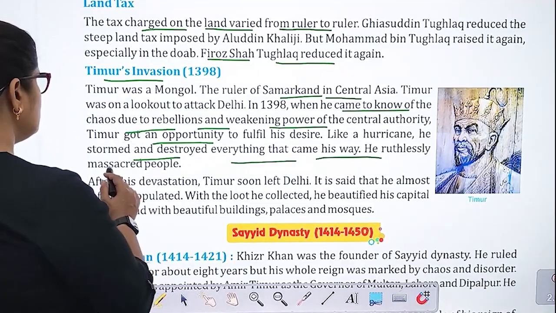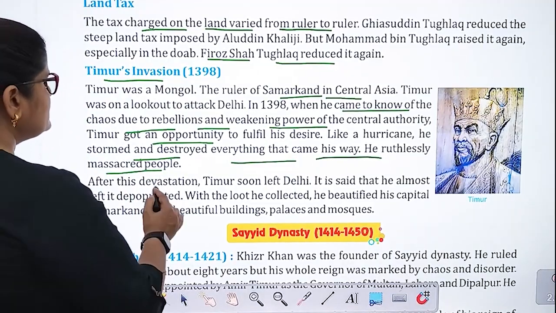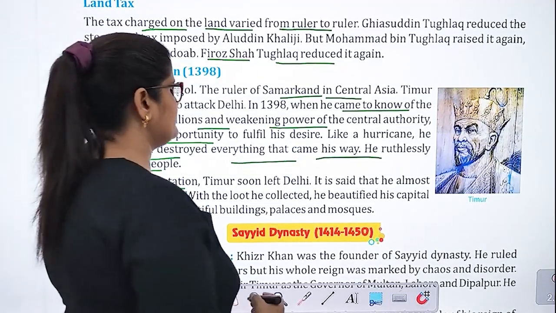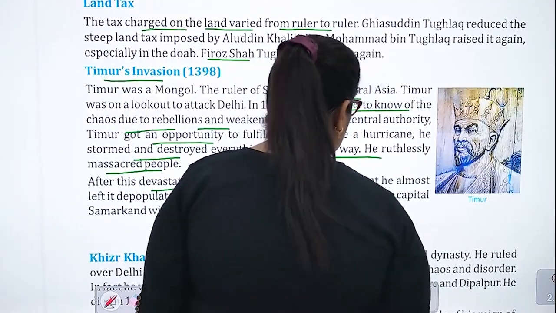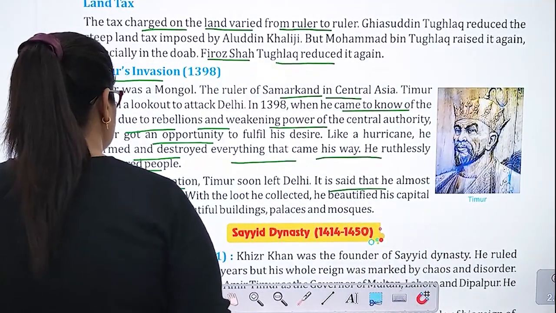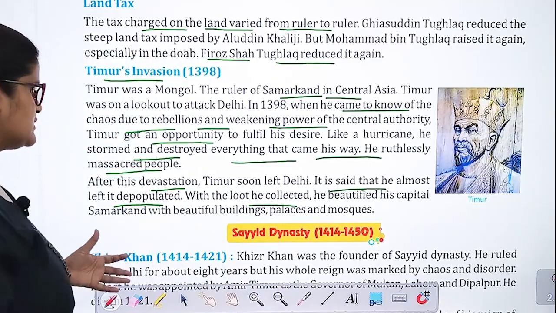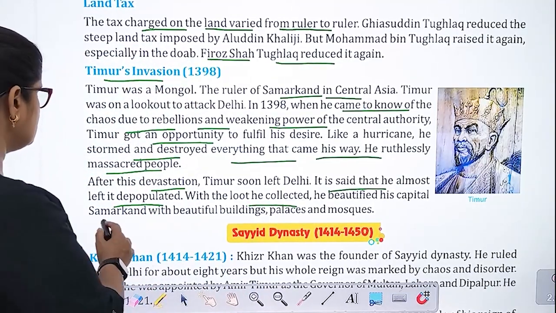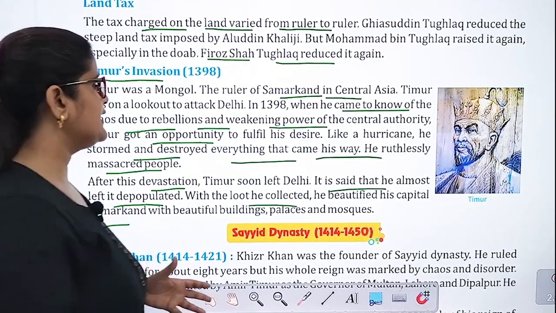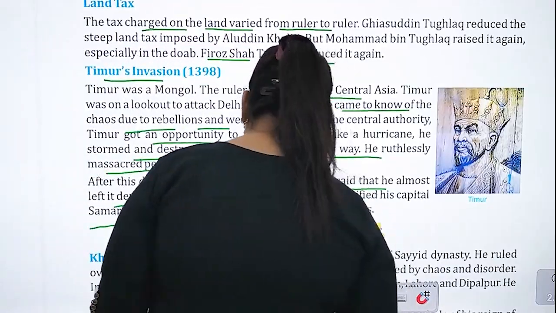He ruthlessly massacred people. After the devastation, Timur soon left Delhi. It is sad that he almost left it depopulated, along with the loot. He collected the wealth and beautified his capital, Samarkand, with beautiful buildings, palaces, and mosques.